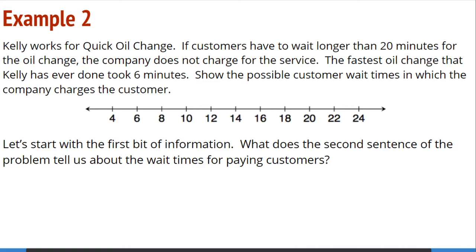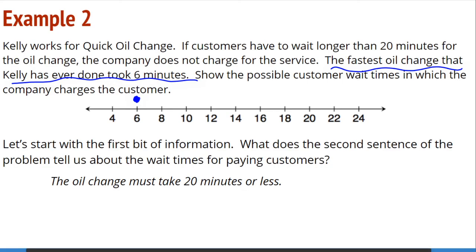So let's start with the first bit of information. The second sentence tells us the fastest that Kelly has ever done took 6 minutes. So 6 minutes is one end of the range. Oh, sorry, I'm on the third sentence.